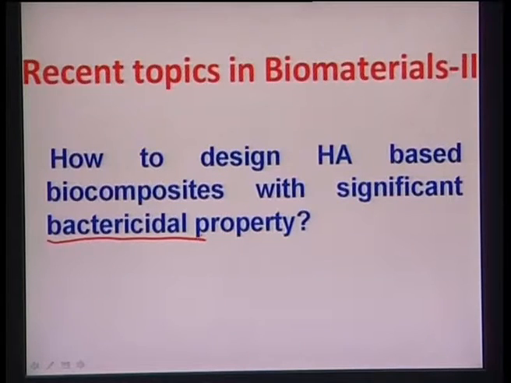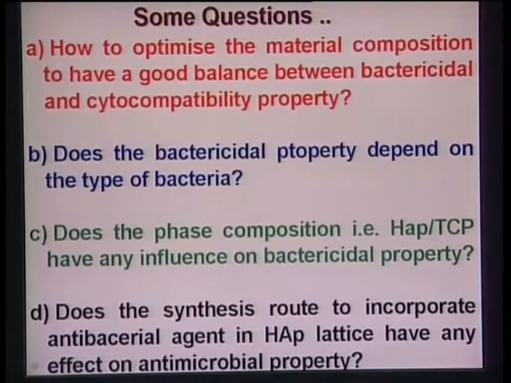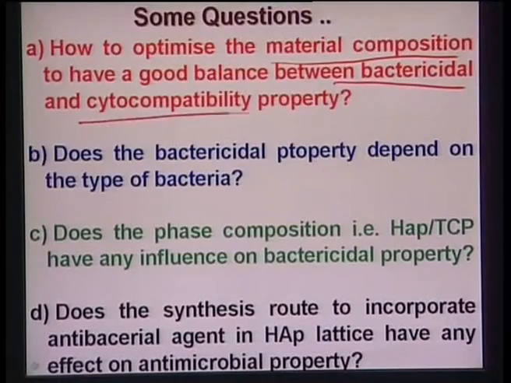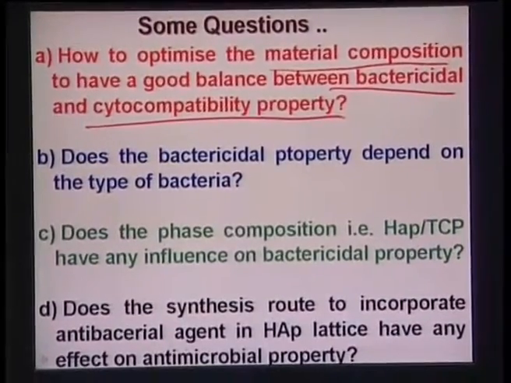Therefore, there is indeed a need to improve the antimicrobial property as well as the fracture toughness properties in these materials. Now, there are some questions that will be answered with the help of our experimental results. The first is how to optimize the material composition to have a good balance between bactericidal and cytocompatibility property. Bactericidal means it will kill bacteria, and cytocompatibility means it will not have any cytotoxic effect and the cell will proliferate, or cell fate processes will be enhanced in contact with these materials.